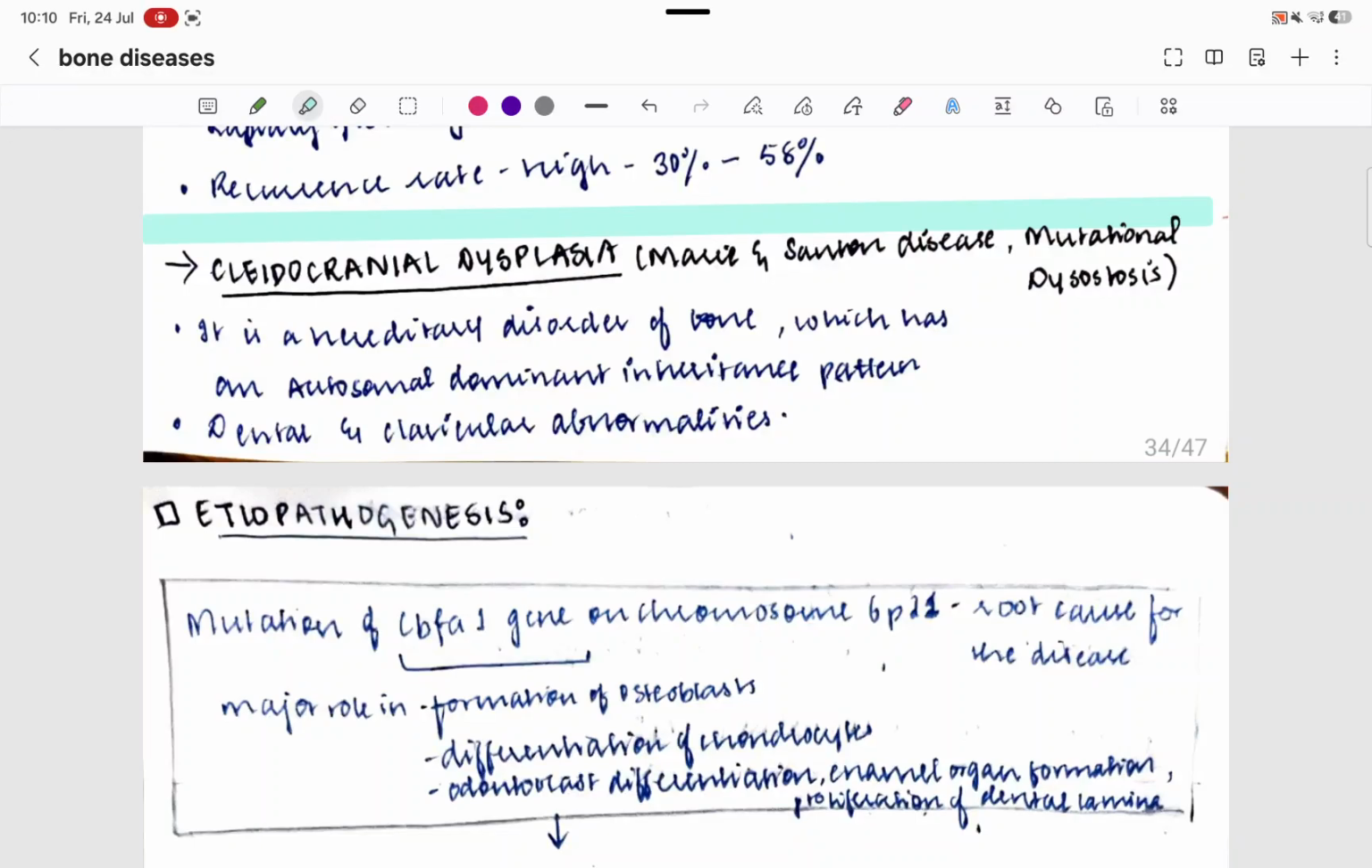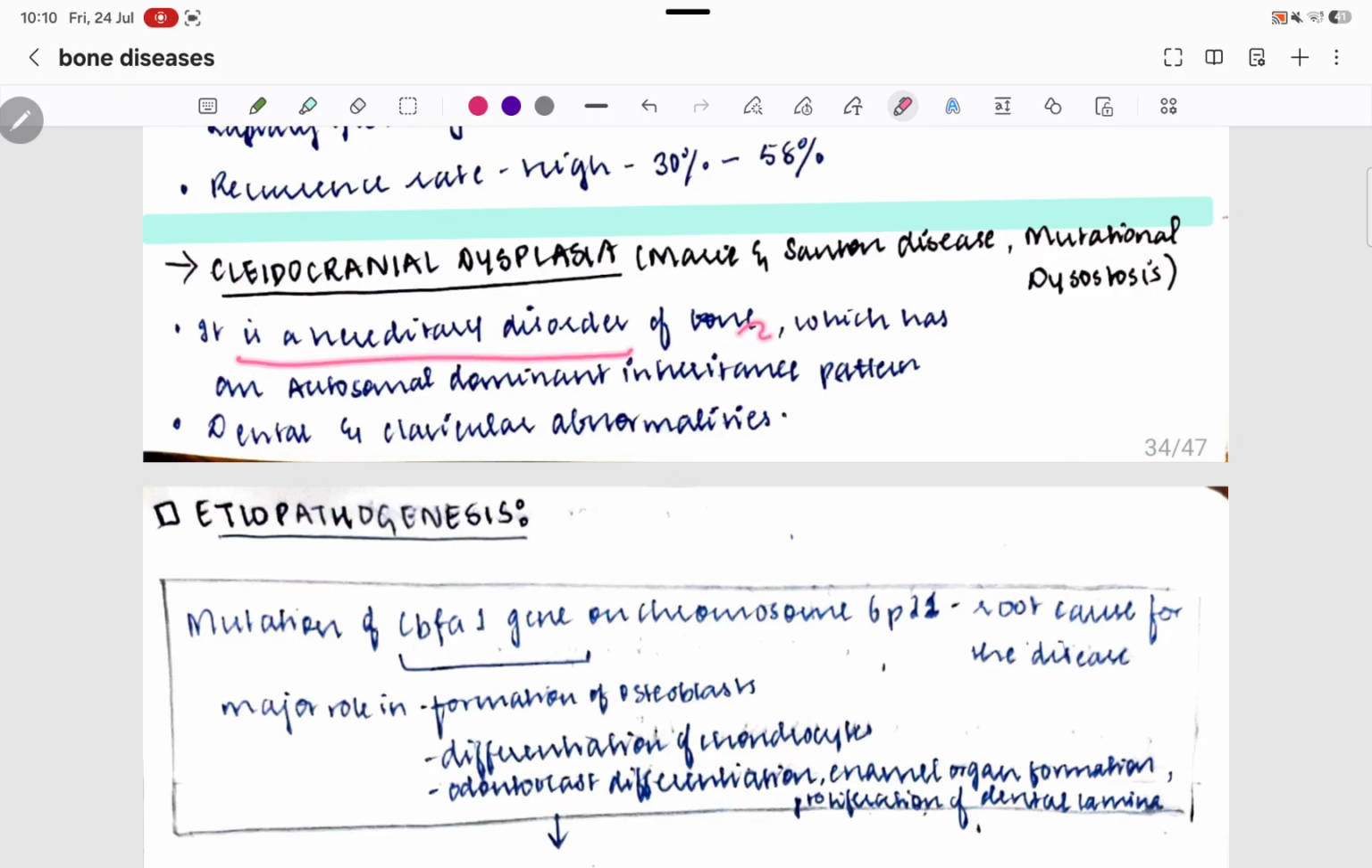Hello everyone, this is my next topic for today. This is a 5 marker, has been asked a lot of times, 2 or 3 times in the PYQs, and it is an important 5 marker from the bone chapter. So the name of the topic is Cleidocranial Dysplasia. Now let's see what cleidocranial dysplasia is.